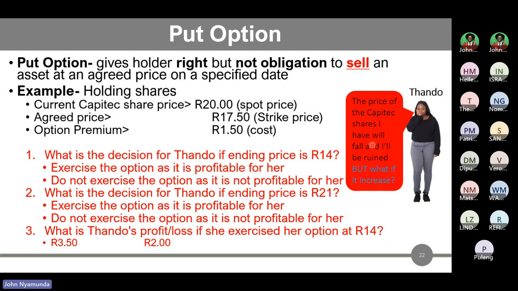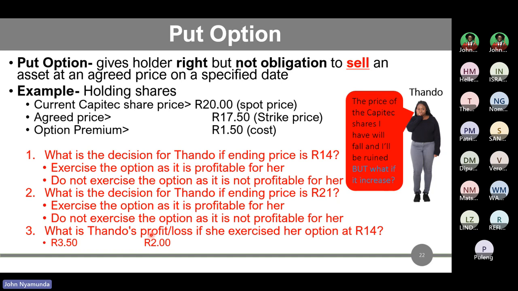So she will exercise that option because she wants to get 17 rand 50. So then we say 17 rand 50 minus 14 rand, 350. Don't celebrate yet. For those who got 350, don't celebrate yet. Remember, for that option, she paid a premium of 1 rand 50. So she made a profit of 350, but minus 150. So actually it is a profit of 2 rands.